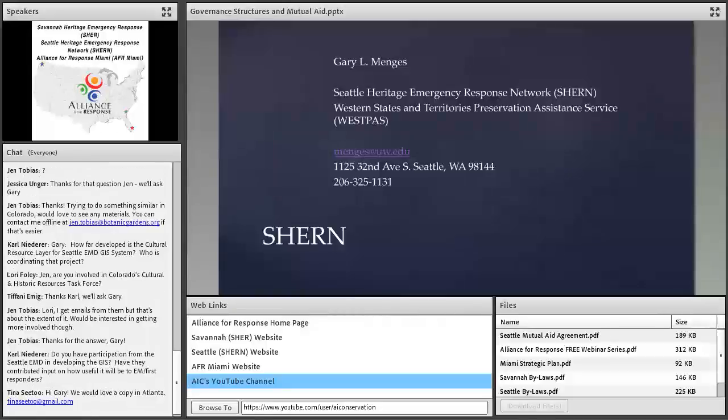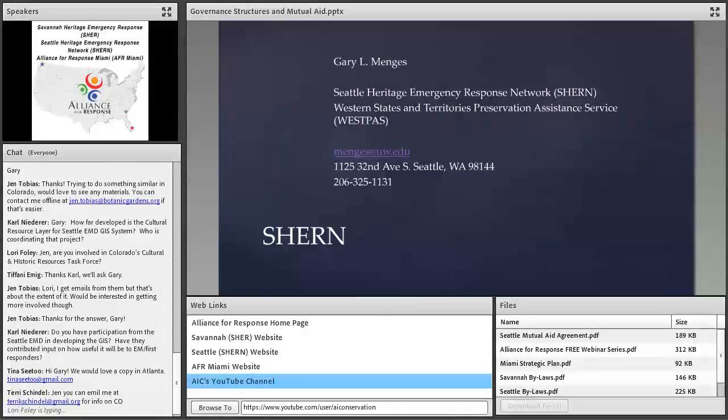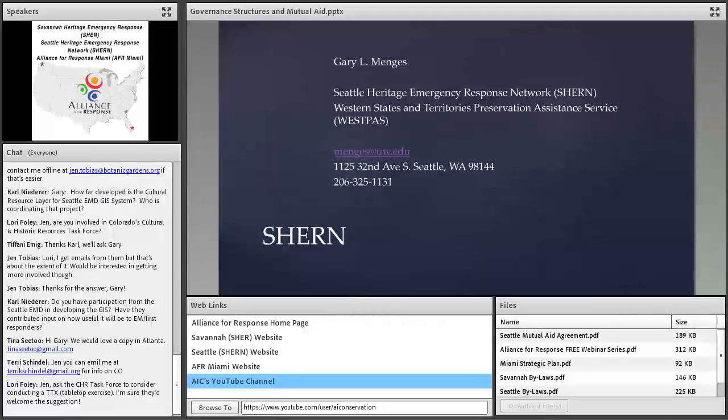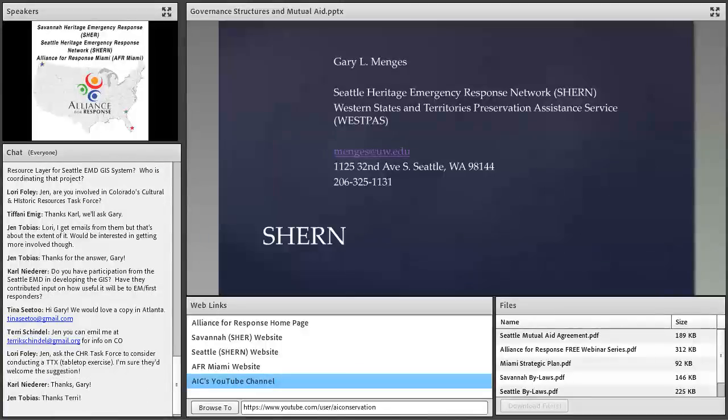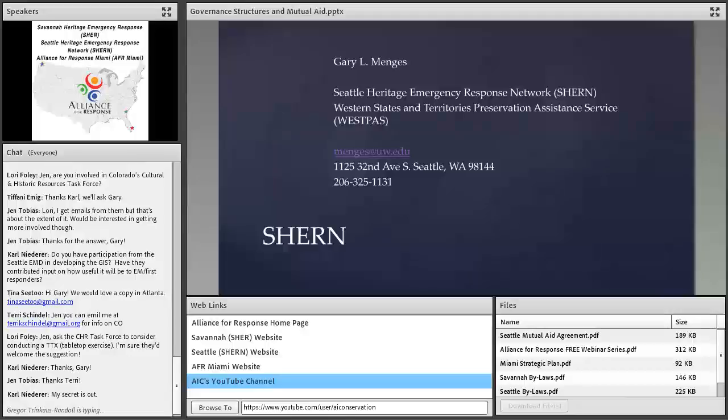Great, and a follow-up from Carl on that. Do you have participation from the Seattle EMD in developing the GIS, such as input on how useful it will be to the emergency management community and first responders? We're just beginning actually on that, so I don't have much additional information other than what I said. Great. I know Carl's involved with a GIS mapping project in New Jersey. Really, well, it's great to learn from each other. Yes, I think there's definitely a lot of potential in doing that work with groups across the nation. I'm glad to see the topic being discussed here.